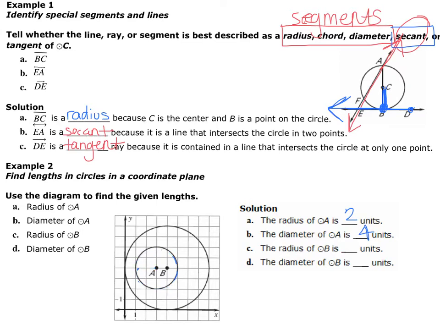And if we look at circle B, which is the larger circle, here's the center, B. You see how they name it here, circle B. Well, the radius from the center to the side, 1, 2, 3, 4.